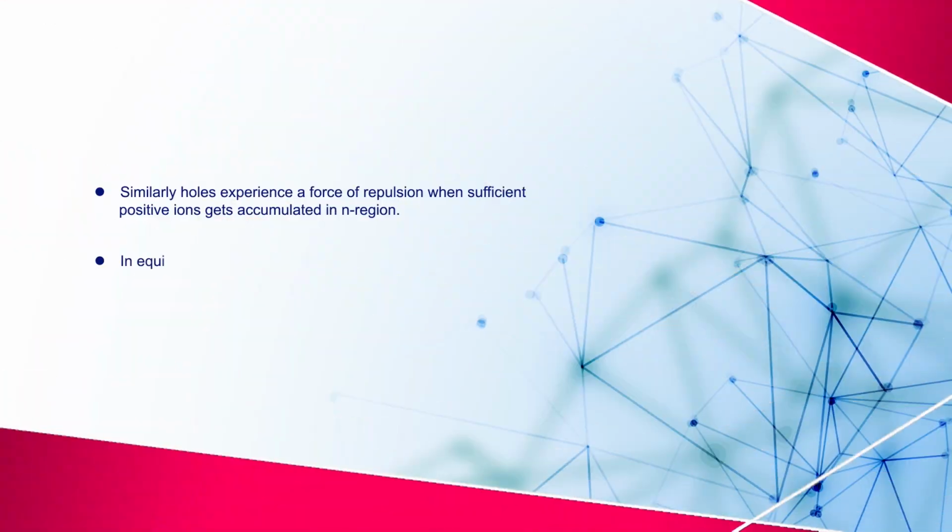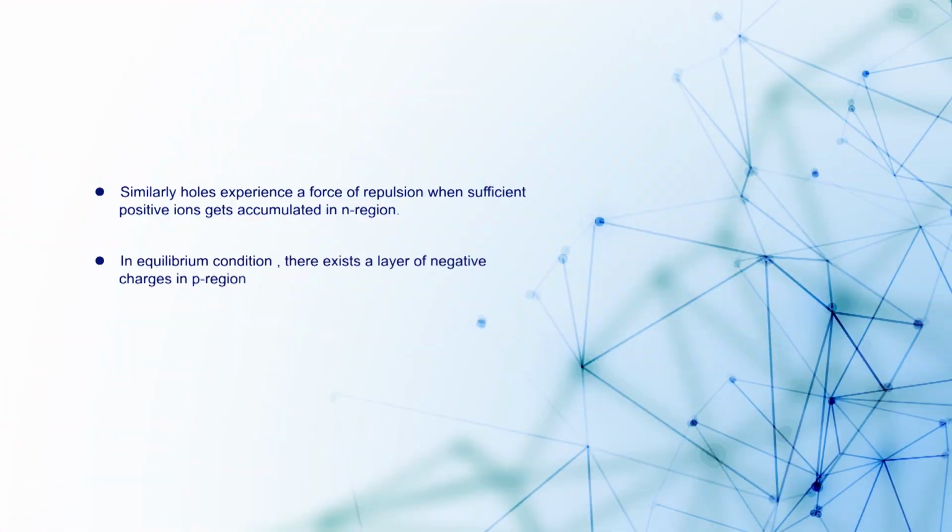Once this force of repulsion gets over, or we can say that the depletion layer is formed, that condition is called the equilibrium condition. So, what happens in equilibrium condition? In equilibrium condition, there exists a layer of negative charges in the p region and positive charges in the n region. What we have seen in the last figure is the equilibrium condition. When the force of repulsion gets over, there exist negative charges at the boundary of the p region and positive charges in the n region.